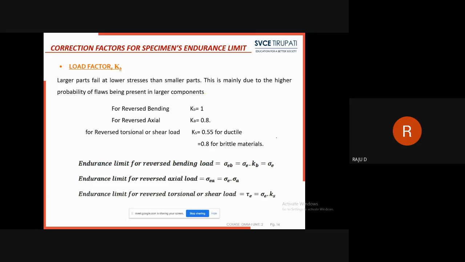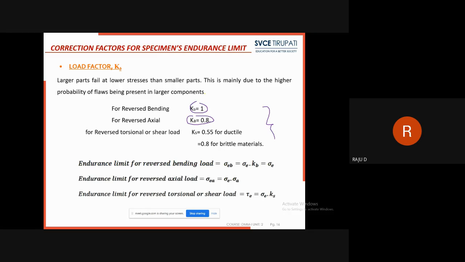Okay, now next, see this: load correction factor for bending, for axial, for shear. If it is a reversal bending condition, the Kb value is 1. I think all of you know. For axial loading condition, the Ka value is 0.8. If it is shear loading condition, 0.55 for ductile material, 0.8 for brittle material. These three values are always constant while you calculate the load correction factor. Based on the given problem, you have to take this value.